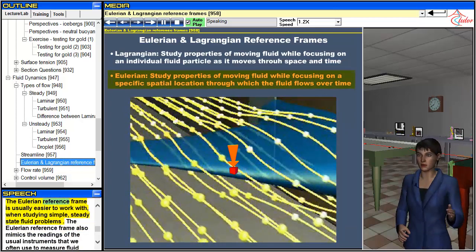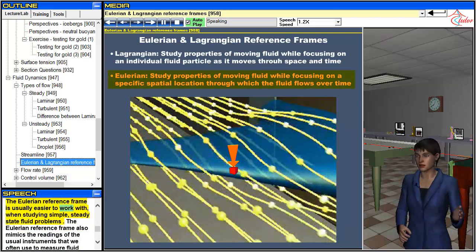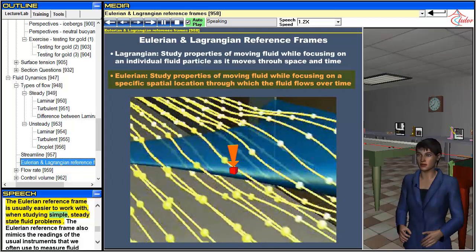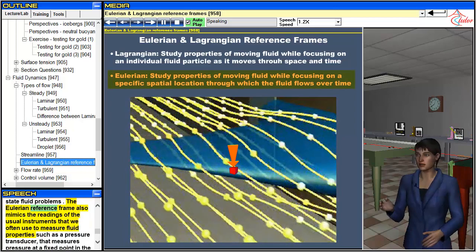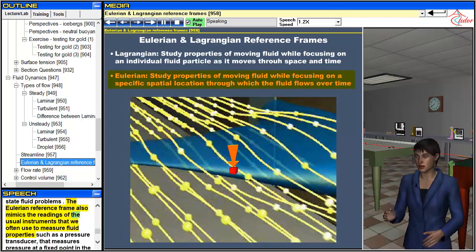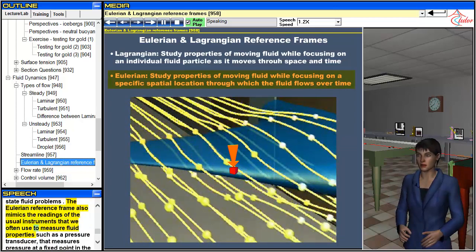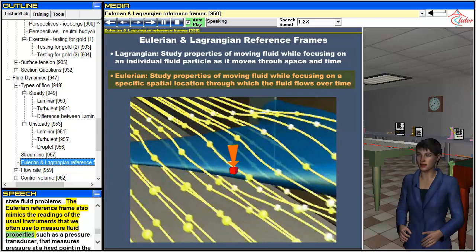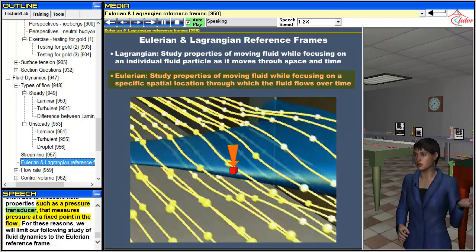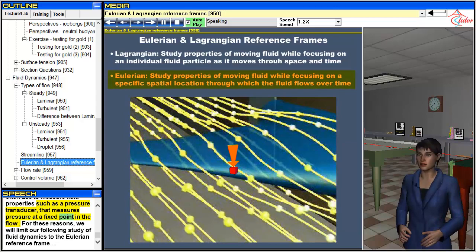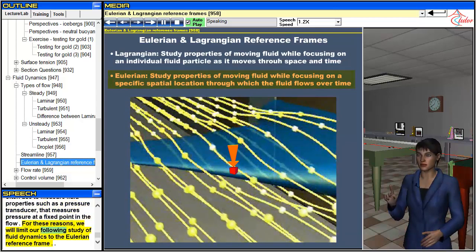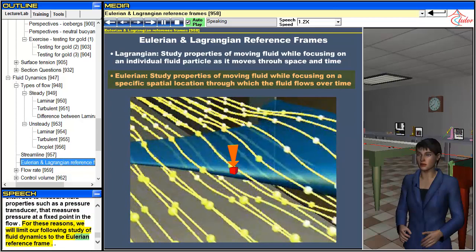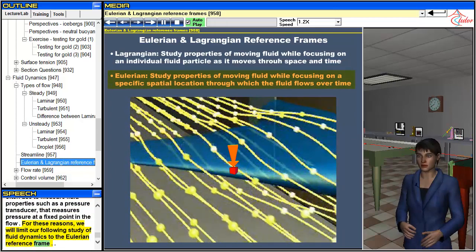The Eulerian reference frame is usually easier to work with when studying simple, steady-state fluid problems. The Eulerian reference frame also mimics the readings of the usual instruments that we often use to measure fluid properties, such as a pressure transducer that measures pressure at a fixed point in the flow. For these reasons, we will limit our following study of fluid dynamics to the Eulerian reference frame.